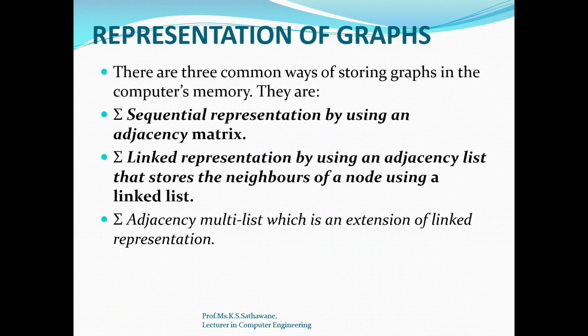So there are three common ways of storing graphs in computer's memory. The first one is sequential representation by using an adjacency matrix. The second one is linked representation by using an adjacency list that stores the neighbors of the node using a linked list. So this second approach we are going to see in our next lecture. And third is adjacency multi-list, which is an extension of linked representation.